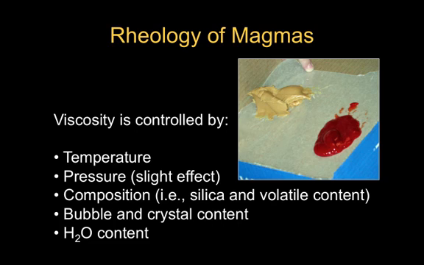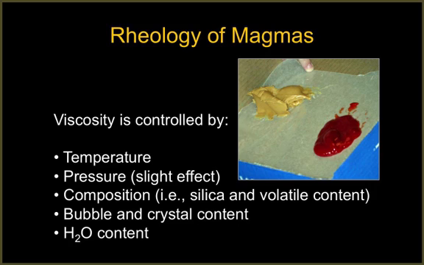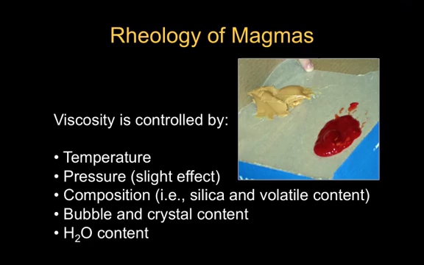And we can talk about magmas and lavas in the same way. And viscosity is controlled by several factors, but importantly, temperature, the composition, the bubble and the crystal content, and the water content are the most important. Pressure has a slight effect. An increase in pressure, meaning if a magma is buried more deeply, will have a slight effect of reducing the viscosity of a magma. But the other factors are more important, so let's focus on those.